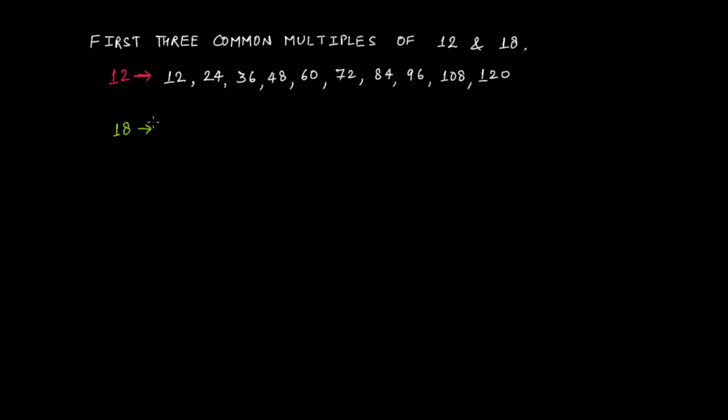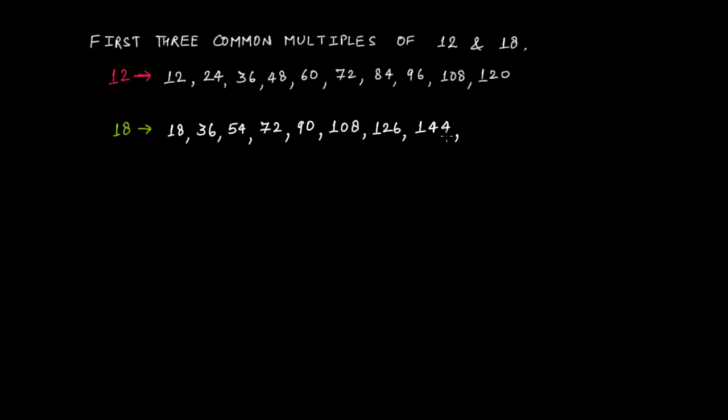So the first 10 multiples of 18 will be: 18 times 1 is 18, 18 times 2 is 36, 18 times 3 is 54, 18 times 4 is 72, 18 times 5 is 90, then 18 times 6 is 108, then 18 times 7 will be 126, 18 times 8 will be 144.